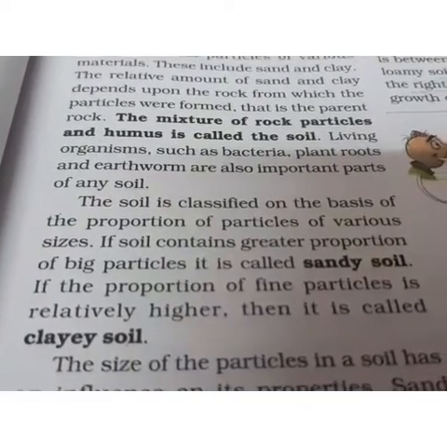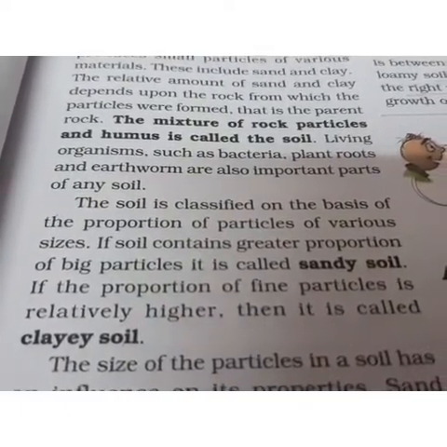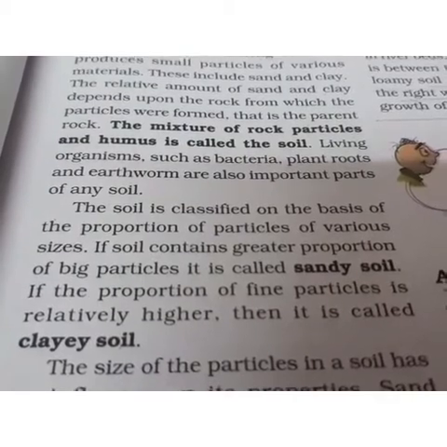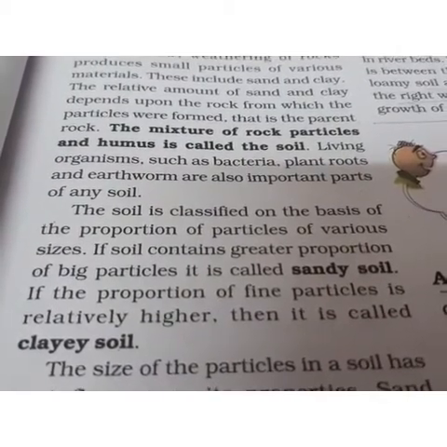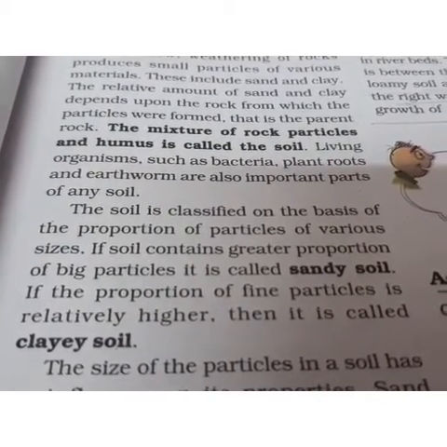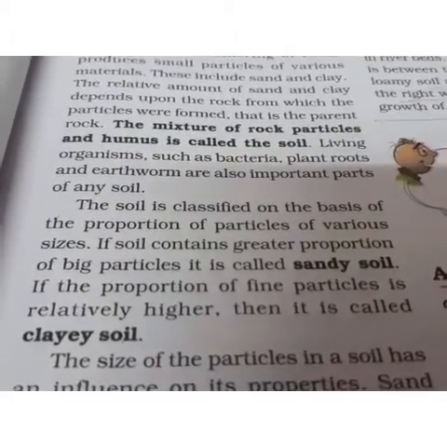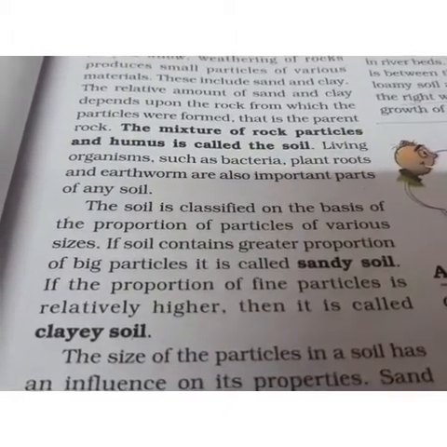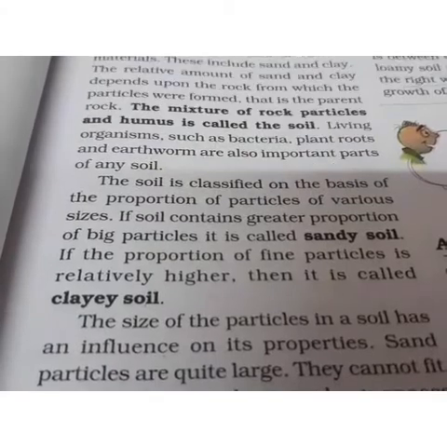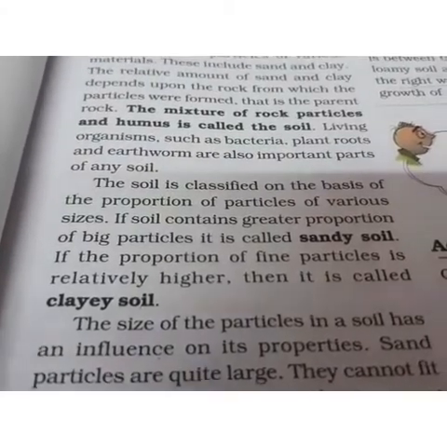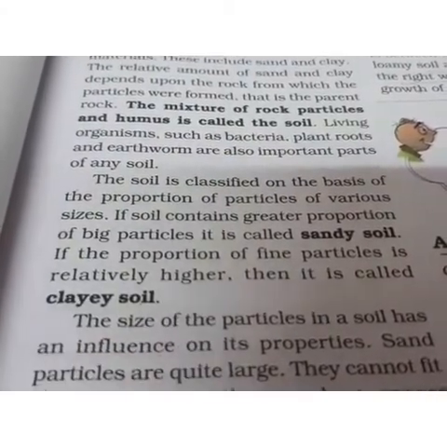The soil is classified on the basis of the proportion of particles of various sizes. If the soil contains a greater proportion of big particles, it is called sandy soil. Now the soil is classified on the basis of the particles that are present and the quantity of which particle is more, and that type of soil it becomes.